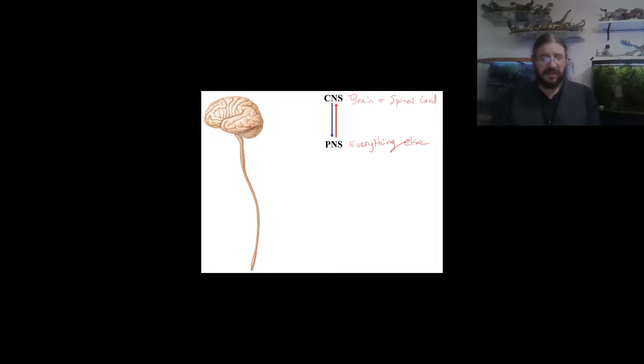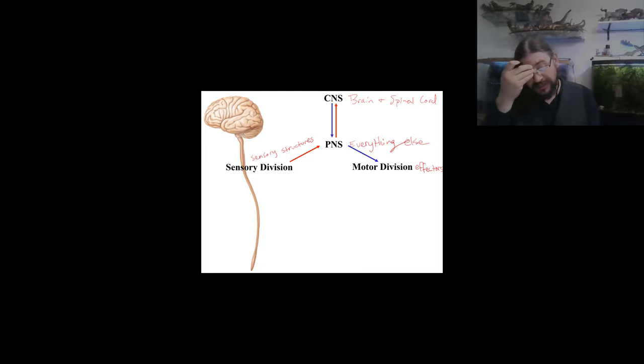Now from there, we can make two divisions of the peripheral nervous system. The motor division, which controls what we refer to as effectors, things that act, and the sensory division, which is, amazingly enough, things that sense. So sensory structures. Think your eyeball, think hairs that can sense the movement of wind, temperature, all your senses, those are part of the sensory division of the peripheral nervous system.